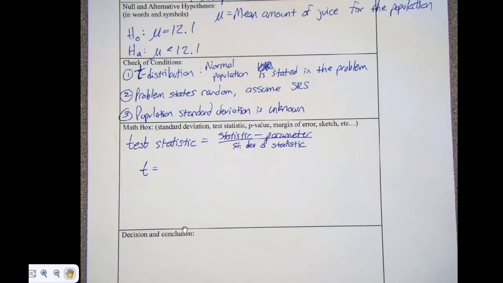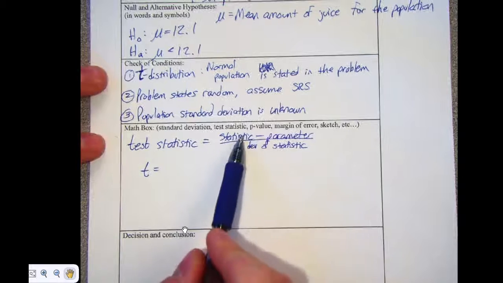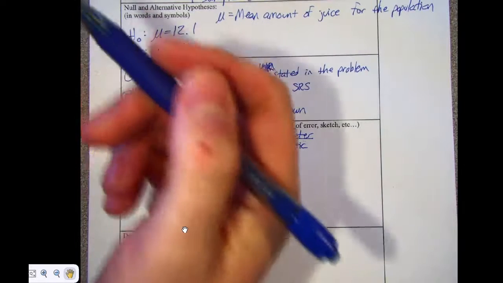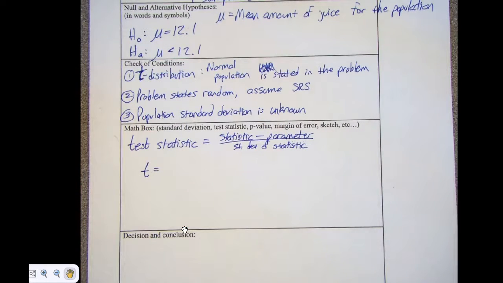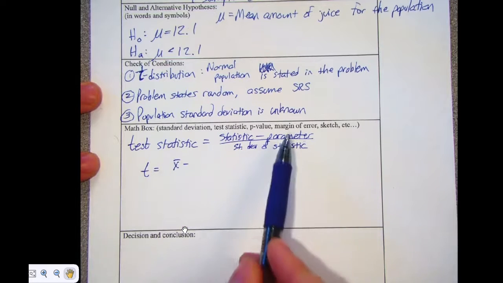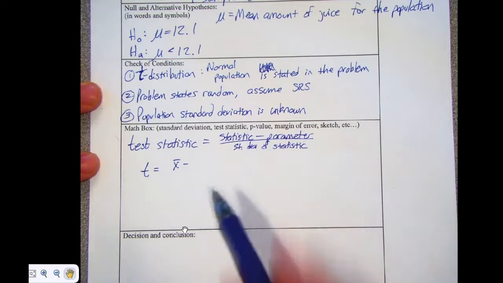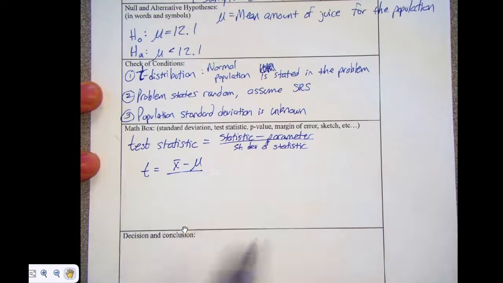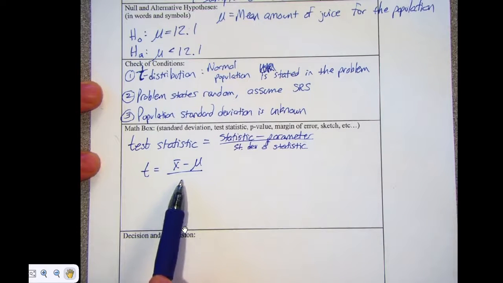Again, I know you don't know what it means. I know this is kind of confusing. Just follow through without knowing. How do I represent the statistic if I'm dealing with means? What's the letter representation? X bar. How do I represent the parameter if I'm dealing with means? It's mu. And what's the standard deviation of a sample mean? Divided by the square root of n.